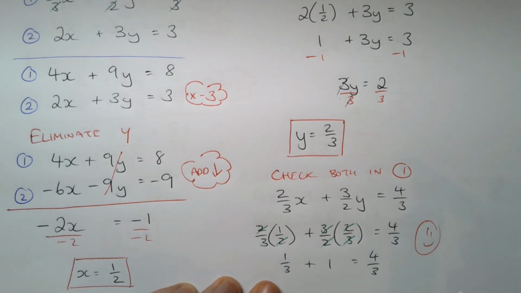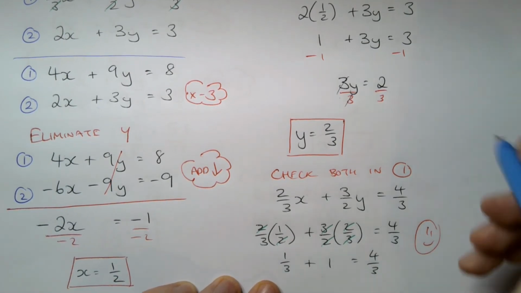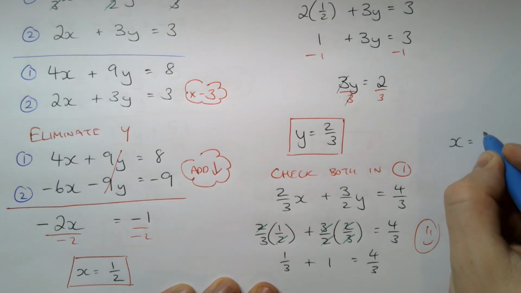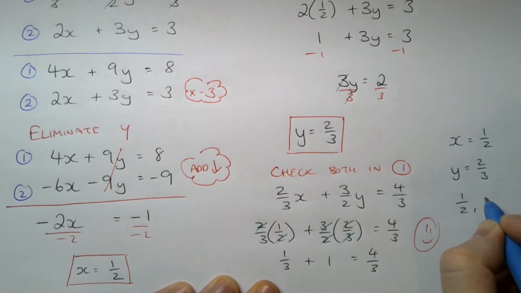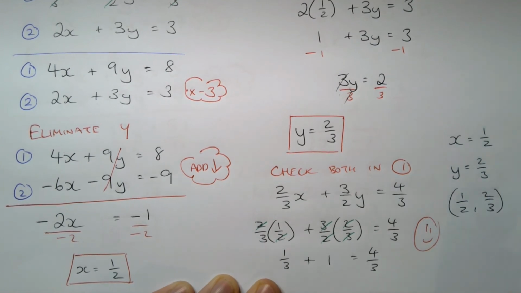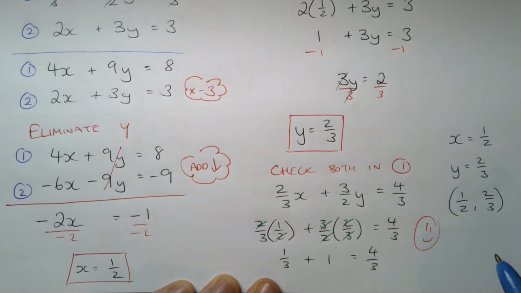So at the end, I can again just double check. Does he ask for it in terms of x and y? For my answers, if it's x, I tell him it's a half. I tell him y is 2 over 3. If he wants coordinates, I put it in x first, then y, and hey presto, I'm done.